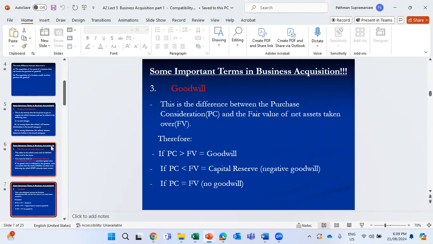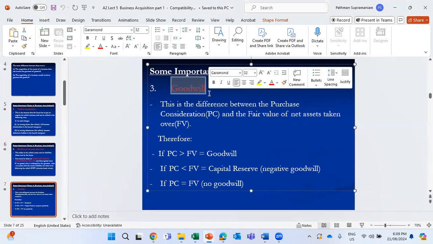So all this I'm mentioning, I will explain through a question later and you'll be clearer once you go to the question. Okay, now thirdly, you need to know about goodwill. This is the only chapter where goodwill is kept in the books.